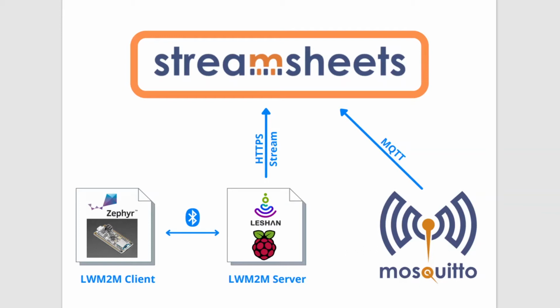I'll also show how Streamsheets is capable of taking in MQTT messages, and it's able to consume both HTTPS and MQTT data simultaneously. From there, we can play with the data on the Streamsheets app however we want, and we can have both the MQTT and HTTPS data on the same dashboard.